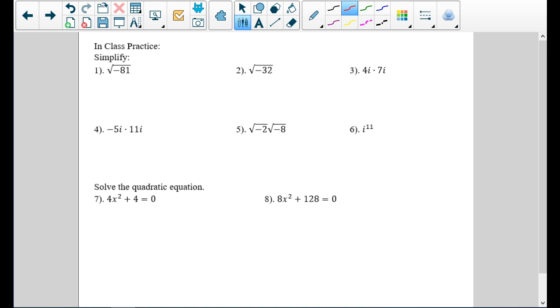All right, so here's some in-class practice. Do those. I'll have the answers pop up here on the video. You can check your answers to make sure that you are simplifying these correctly and getting the right processes down to solve for these imaginary values. So just remember we're taking that square root plus and minus that value when you're solving.